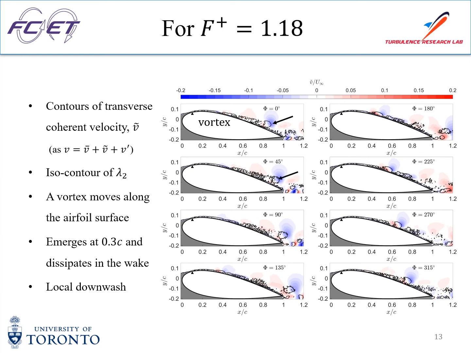As the phase angle increases, the vortex moves along the airfoil, detaches from the trailing edge, and dissipates in the wake. The vortex emerges at 0.3 c along the airfoil. During a control cycle, the vortex induces downwash, which enhances the momentum mixing near the airfoil surface.